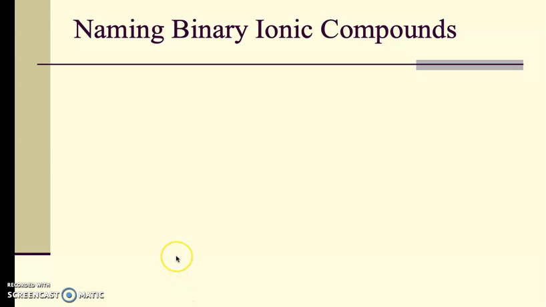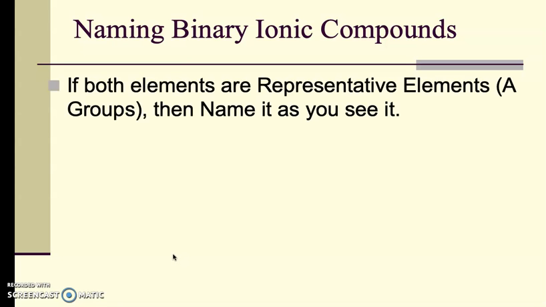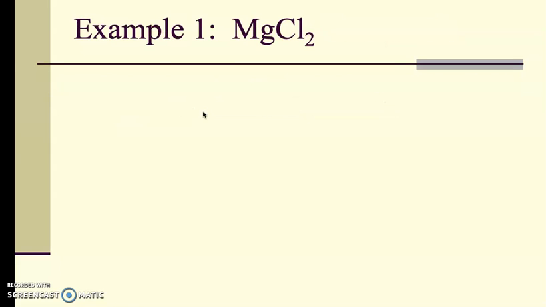Let's take a look at a basic note here. If you look at an ionic compound formula and you have to name it, if both elements are representative elements, the A group elements, then name it as you see it, meaning they only have one charge. Let's look at the first compound, MgCl2. Magnesium's in group 2A. It only has one charge. Chlorine is in group 7A. It only has one charge. So in this case, you just name it as you see it.